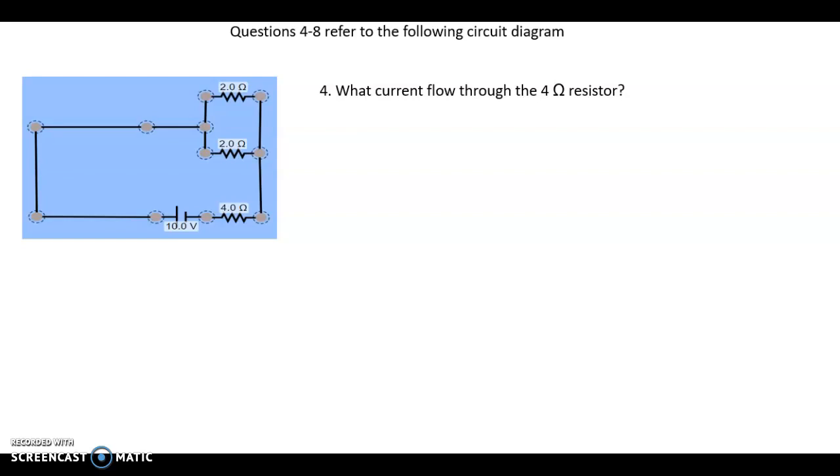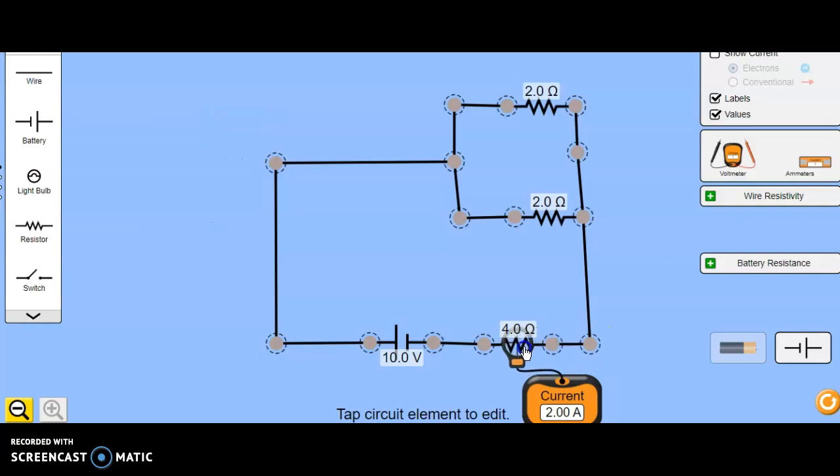This is question number 4. They ask: what current flows through the 4 ohm resistor? They ask us about the 4 ohm resistor. Calculate the current here. Look, I will measure it directly with this simulation. It is 2 amps. This is how we measure it in the simulation applet.